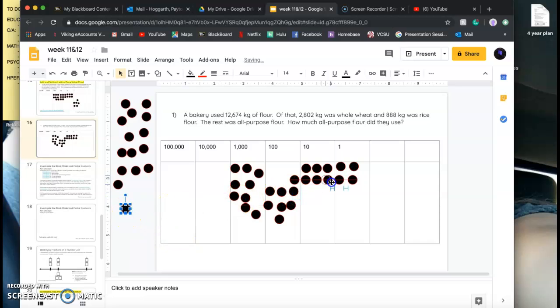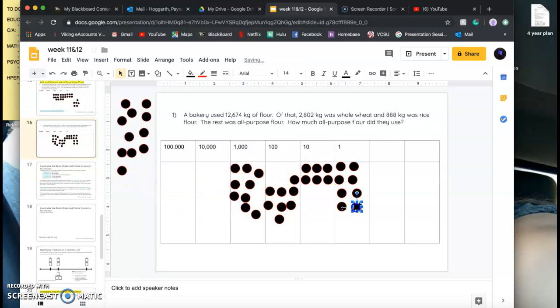So that's 2, 3, 4, 5, 6, 7, 8, 9, and 10. So now I have 12. So now I can take away 8. So I'm going to 1, 2, 3, 4, 5, 6, 7, 8. So I'm left over with 4.